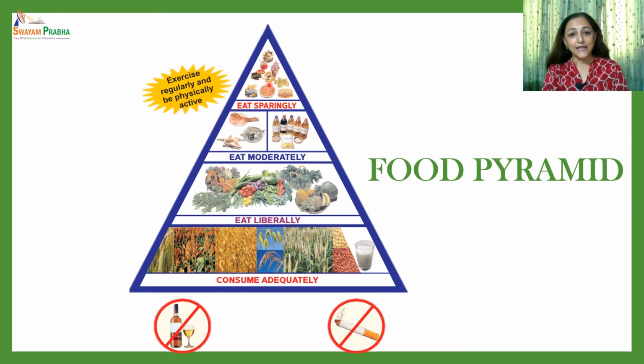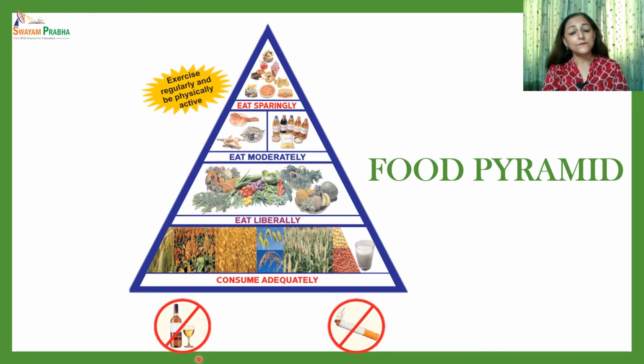And at the apex, as we can see, it contains all the highly processed food items which are high in sugar, salt, or fat, and they should not be eaten at regular intervals, and they should be eaten in very small portions whenever we are eating. As we know, they have very harmful effects on our health if we continue eating them.